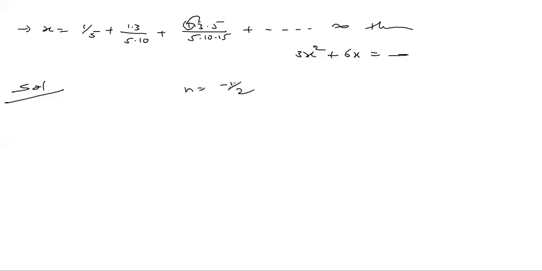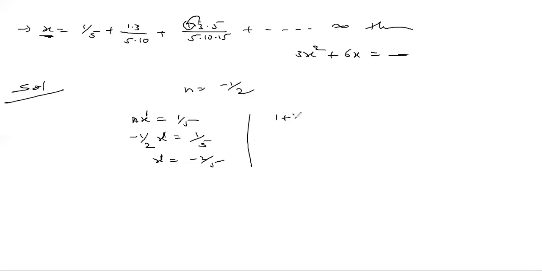Clearly n value is negative 1 by 2 and nx will be 1 by 5. Negative 1 by 2 into x will be 1 by 5. So that means x will be minus 2 by 5. So listen, this x and the given x are not equal. So let us take this as x dash.